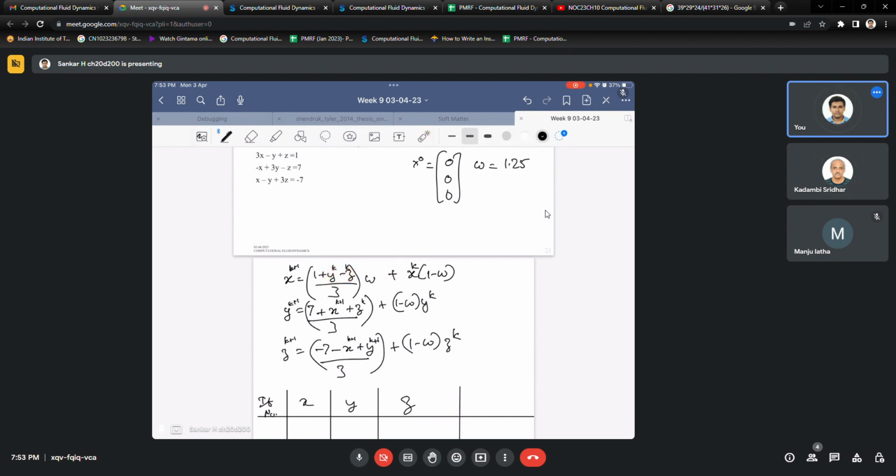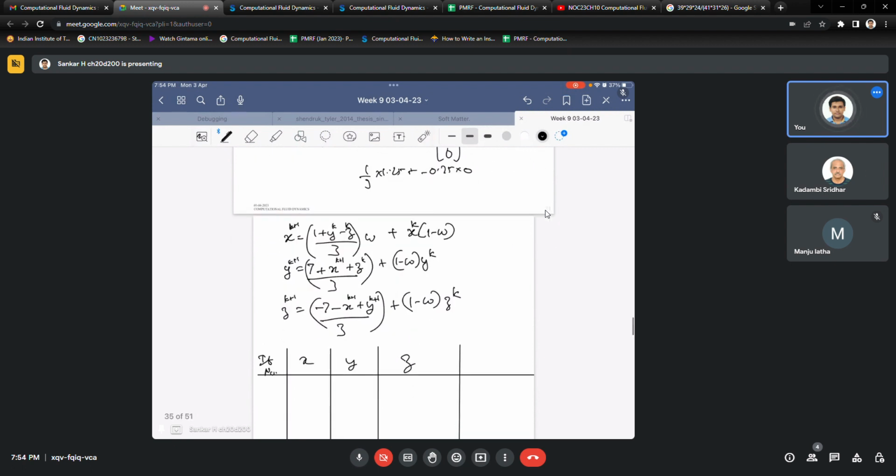So it will be 1 by 3 times 1.25 plus minus 0.25 times 0. So it will be 1.25 by 3, which comes out to 0.4167.